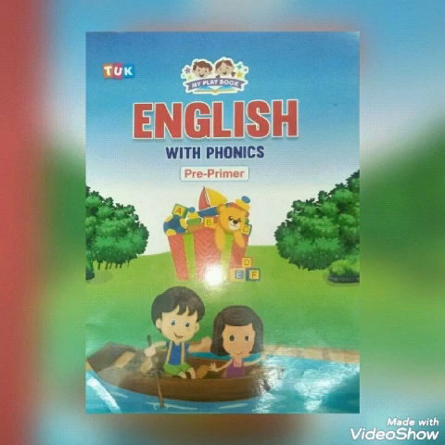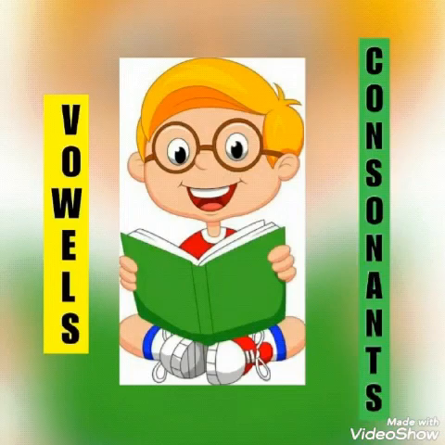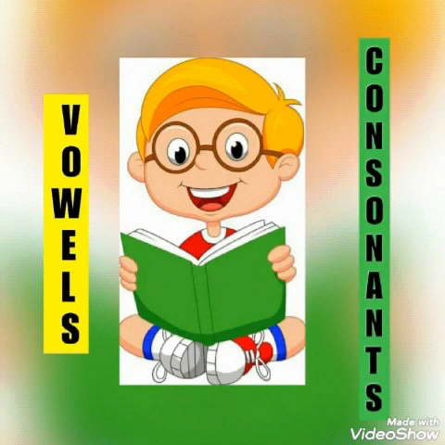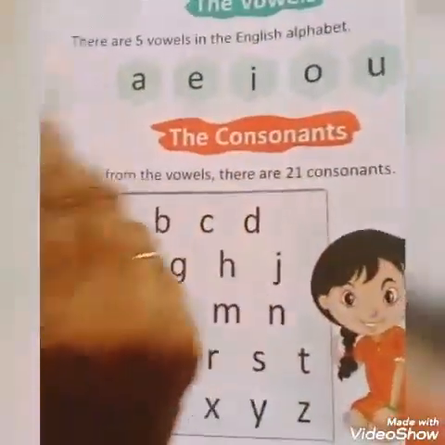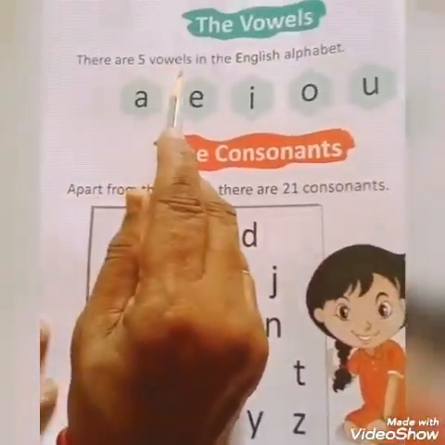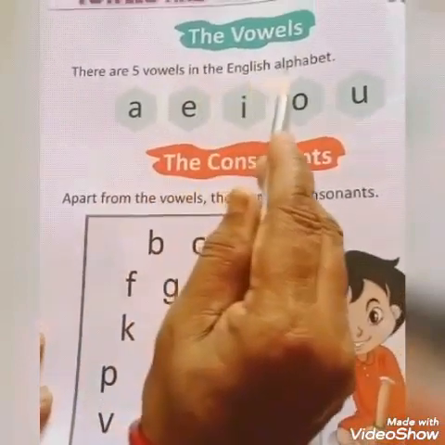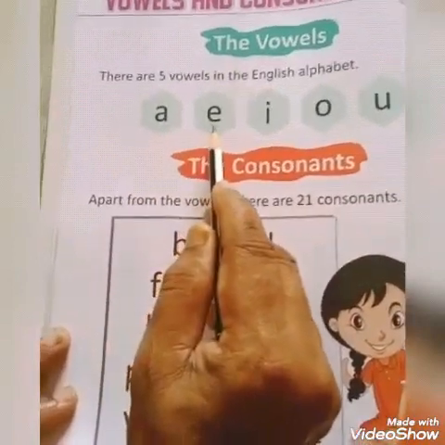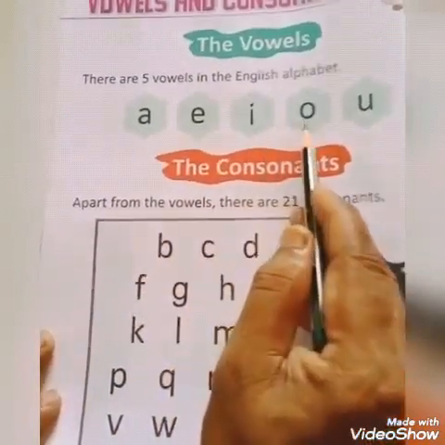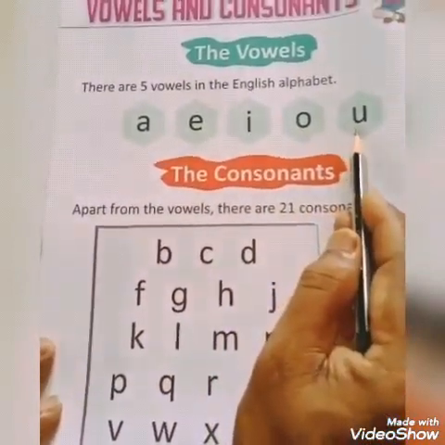Children, this is your English with Phonics pre-primer book. Now I am going to teach you about vowels and consonants. So open page number 20. The vowels. There are 5 vowels in the English alphabet. They are A, E, I, O and U.